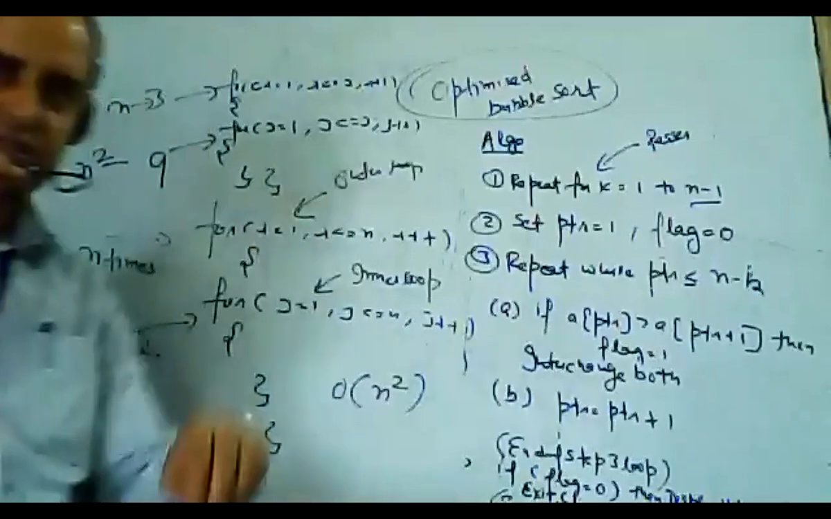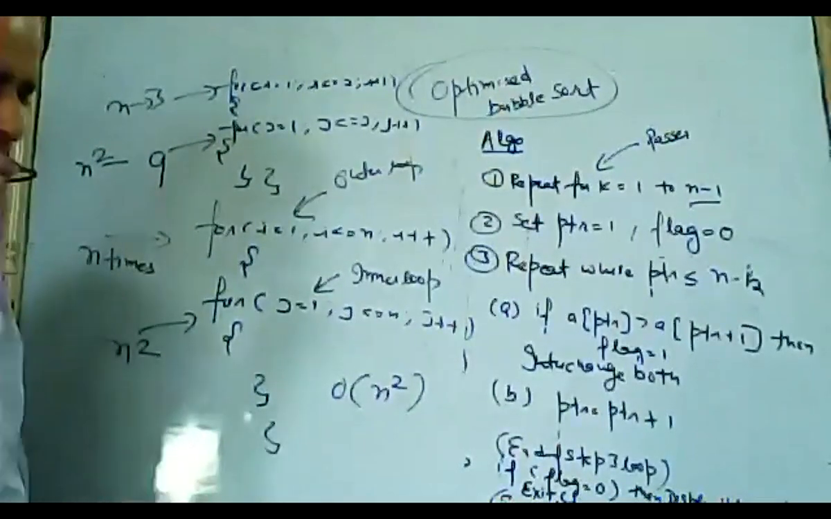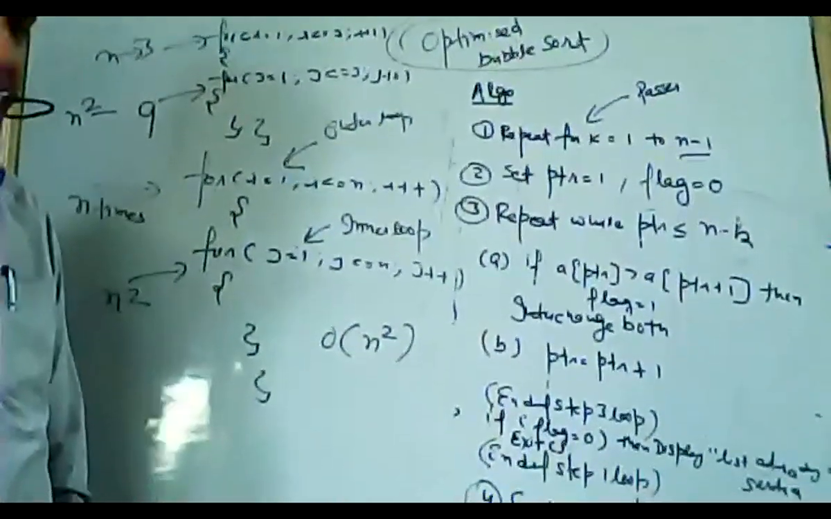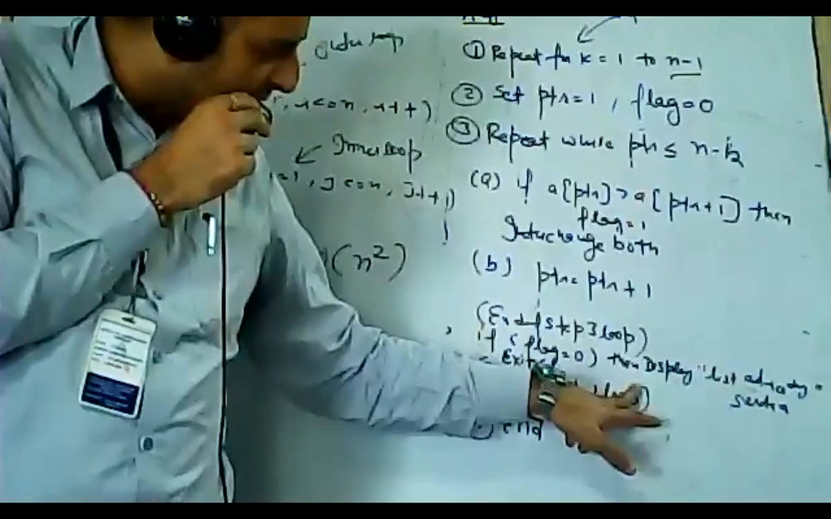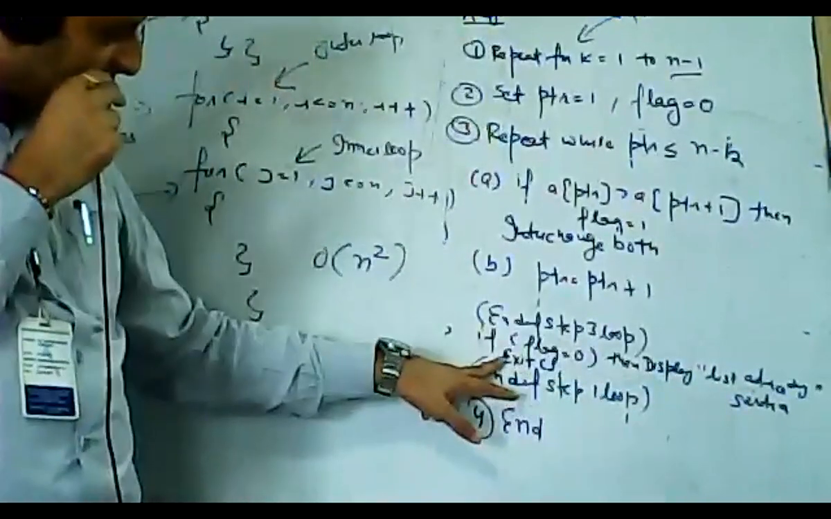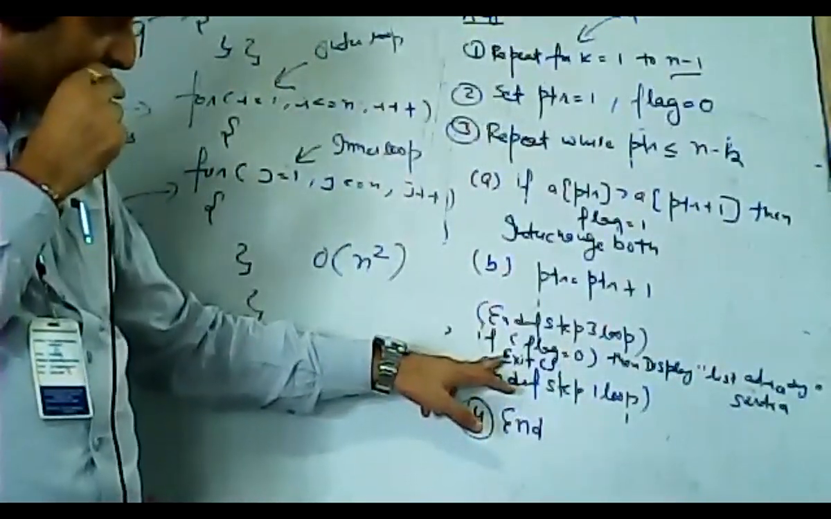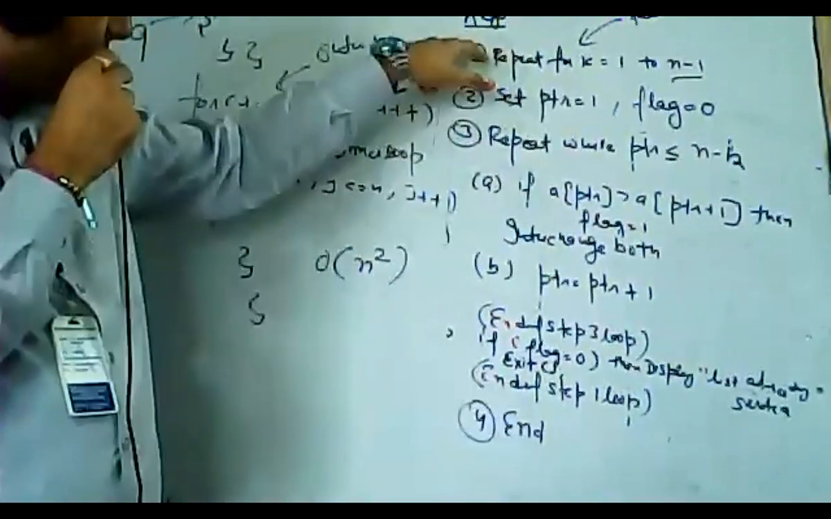Now we are changing the camera to the lower part. Now it is visible. If flag is 0, the list is already sorted, then display list is already sorted and exit. I did the exit so that the second pass does not run at all. And end of step 1 loop. And end finally.